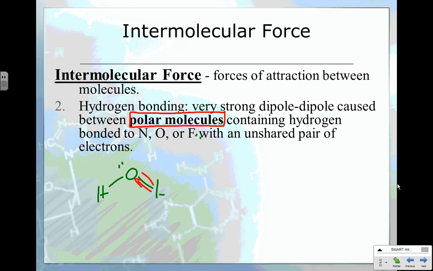We have two parts to this. We need hydrogen stuck to an N, O, or F. So we have to have a hydrogen and we have to have that bonded to an N, O, or F with unshared pairs of electrons on it. So we get that super strong attraction that's negative from the electronegative N, O, or F, and we get that exposed nucleus from the hydrogen. And then we get what's called hydrogen bonding.